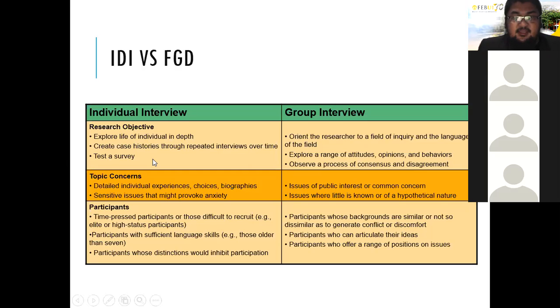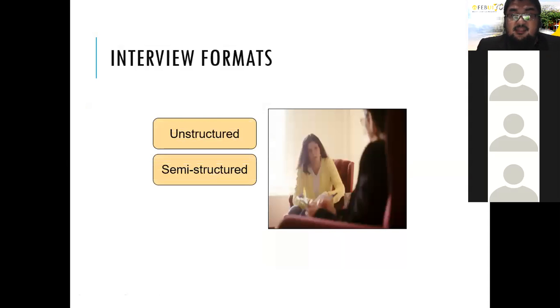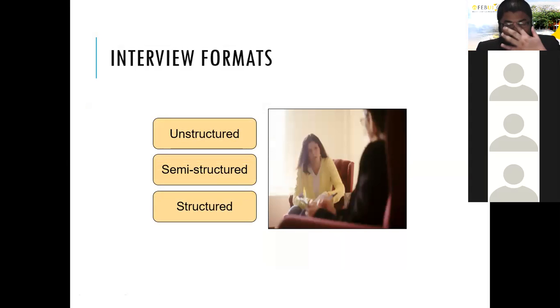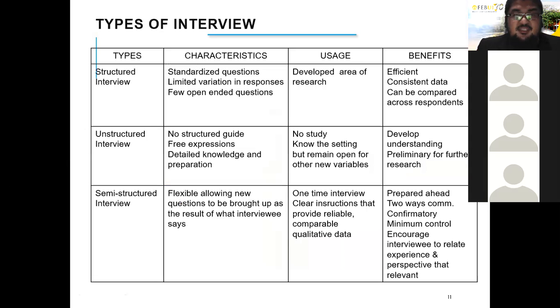Okay, I think it's already explained by the presenter. There are three types of interview formats. We have the unstructured, semi-structured, and structured. So basically, the characteristics of the interviews are different for each type.